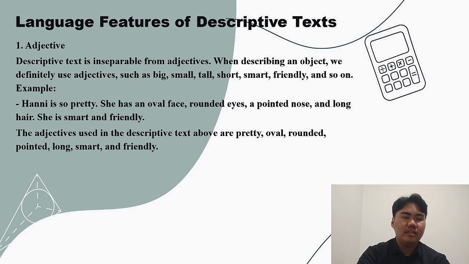Okay, first is adjective. Descriptive text is inseparable from adjective. When describing an object, we definitely use adjective such as big, small, tall, short, smart, friendly, and so on.